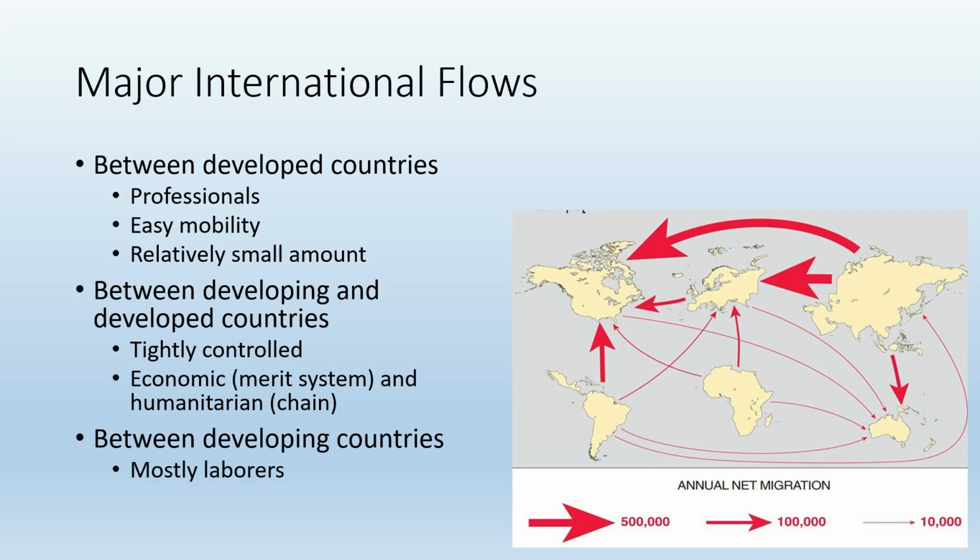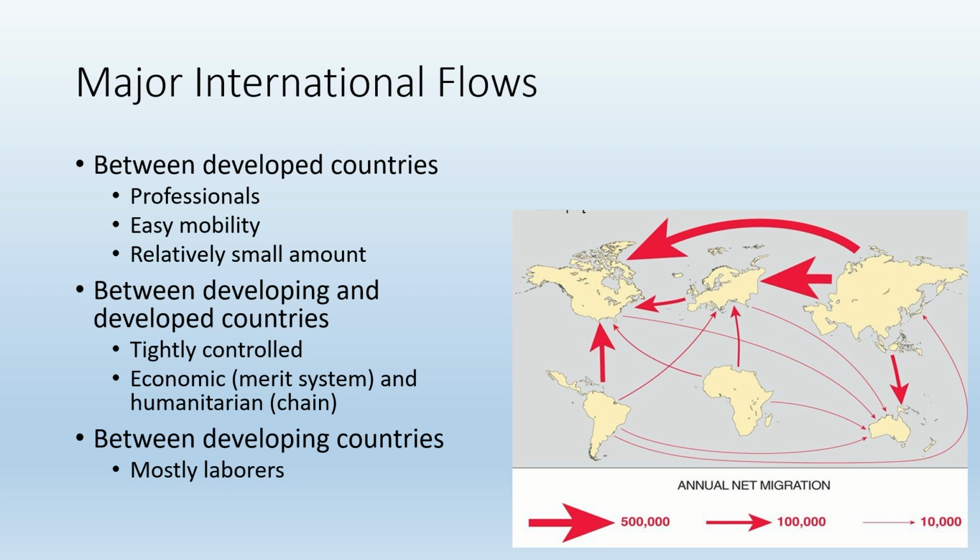What we're talking about is international flows, humans crossing international borders. Between developed countries is one way this happens. So from, let's say, Europe to North America, this is typically, in today's age, mostly professionals, people who have high-skilled jobs. Whereas in the past, the migration flows between, let's say, Europe and North America were quite extensive. Today, they're not as much.